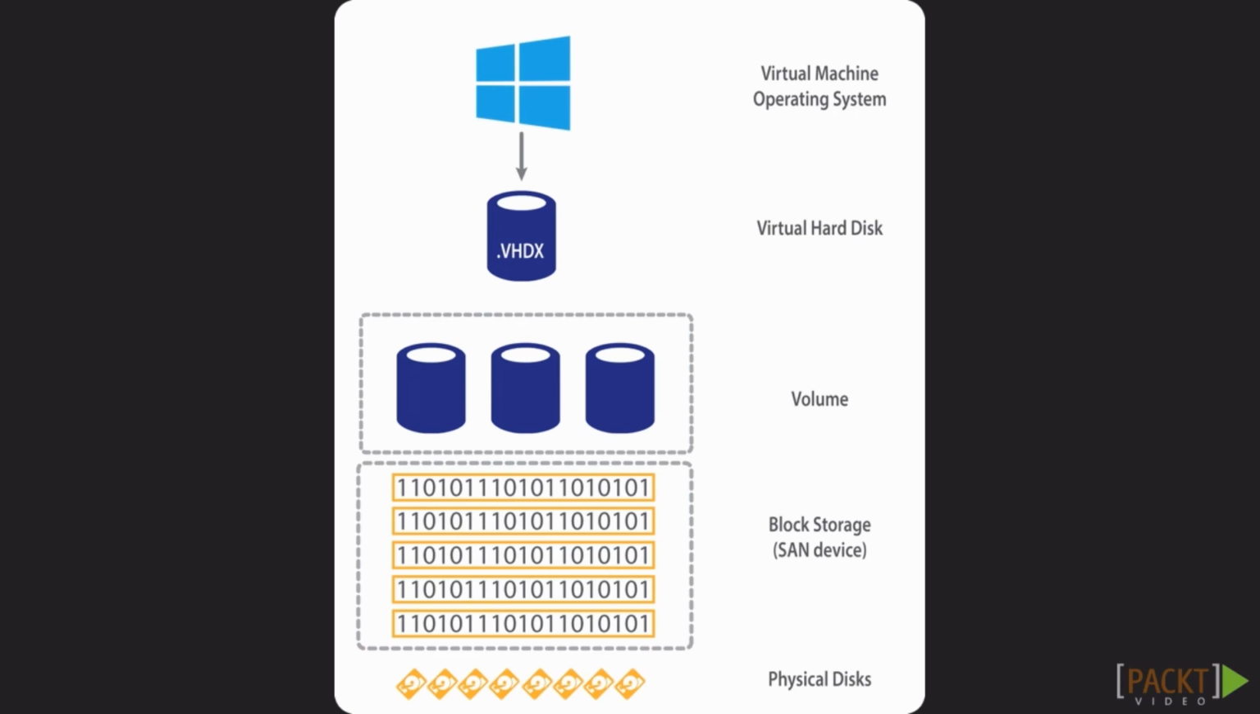So, how does all this fit together? Physical disks are combined into a storage area network device, or SAN, or even a network-attached storage device. You create a volume from that combined storage, and when you create your virtual hard disk, or VHDX file, it gets stored on that volume.